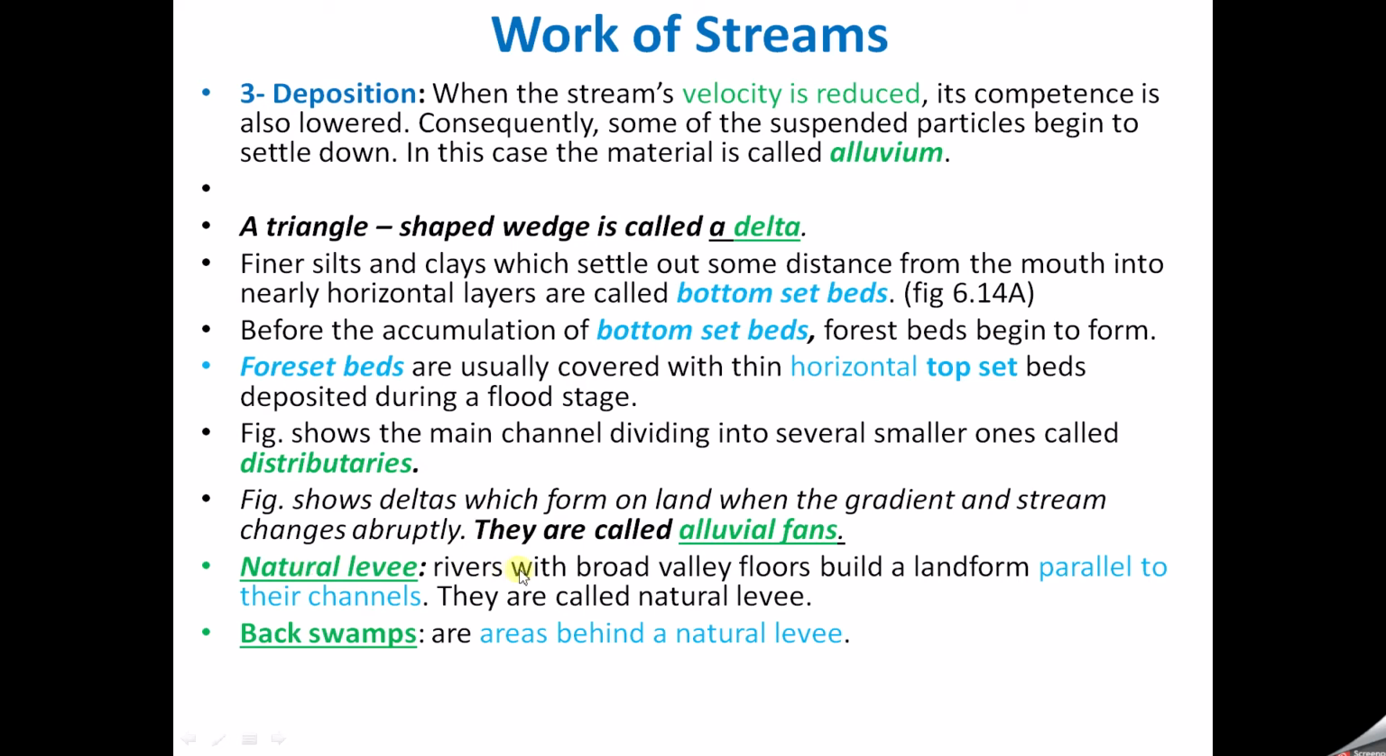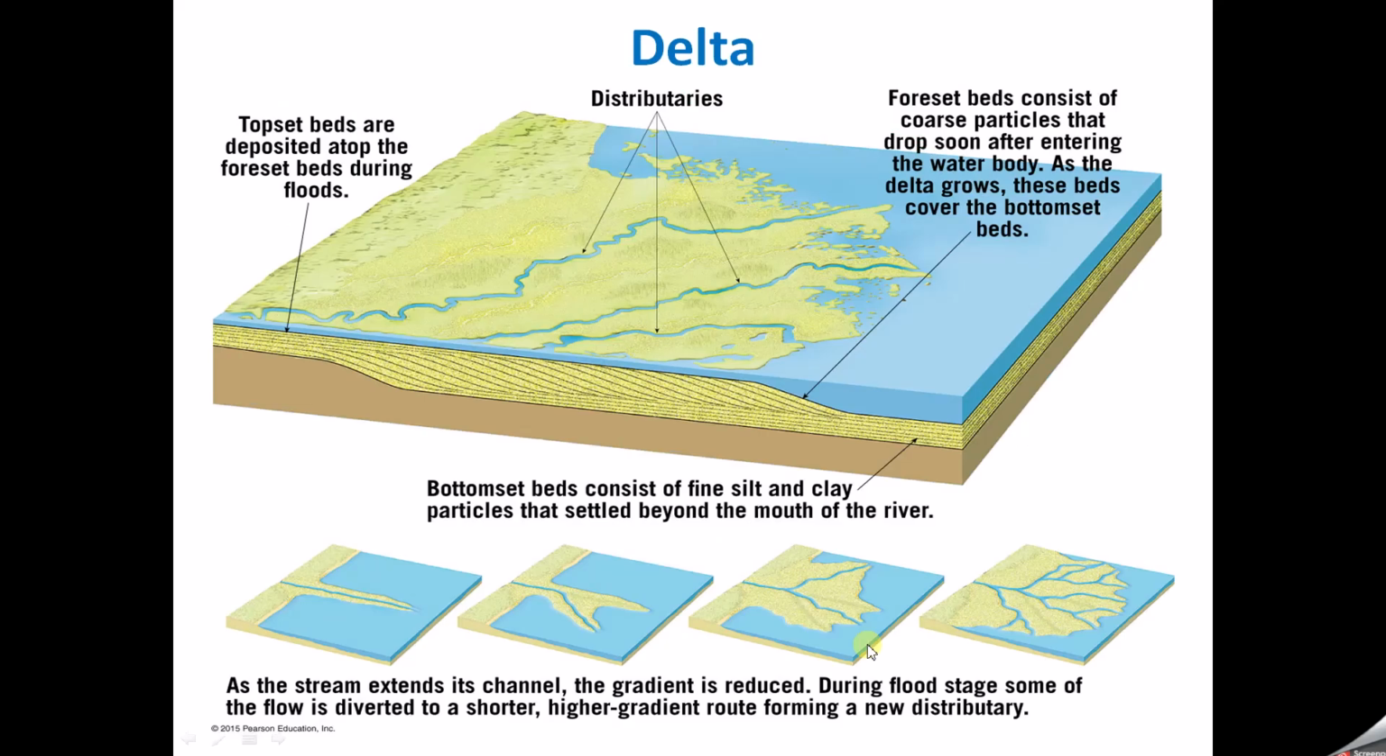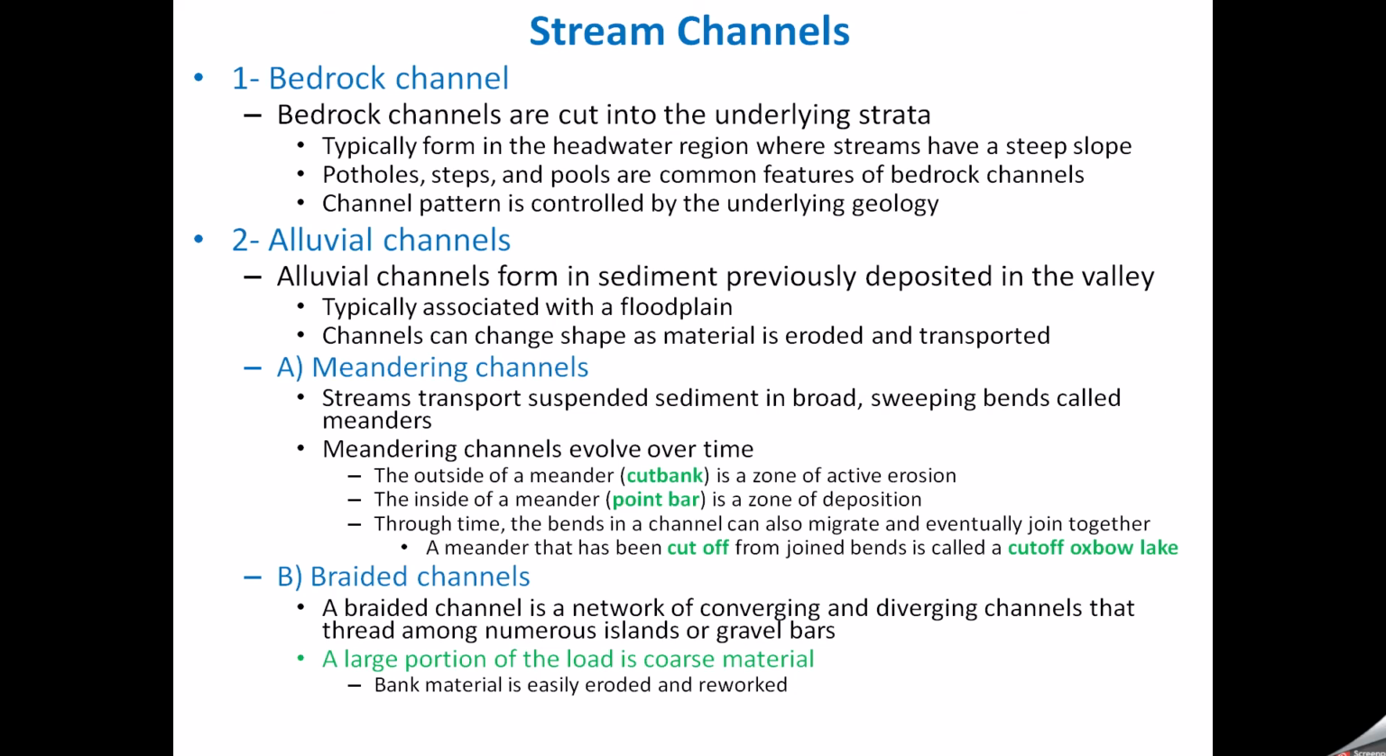Natural levees: rivers with broad valley floors build a landform parallel to their channels. We call them lateral levees. And back swamps are areas behind the natural levees. We'll see them in later pictures or figures.